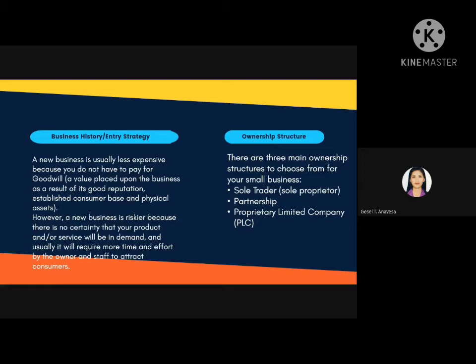Okay, so here also you are going to identify what type of ownership structure your business would have. So naa may mga type of ownership like sole trader, ikaw ra lang usa, partnership, kamong duha, and then third is proprietary limited company or more than two. Okay, so mostly small companies are sole trader or partnership. However, it is advisable to consider the disadvantages inherent in this form of business. Although establishing a company is an additional expense, it offers benefits, not least being enhanced ability to source external funds.